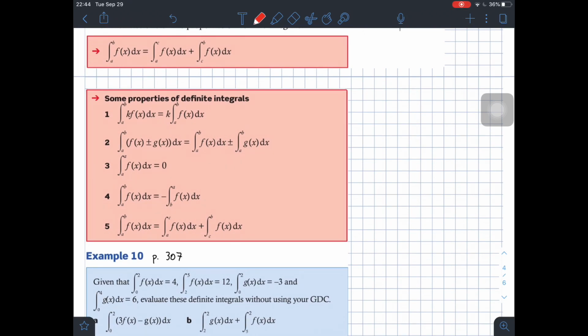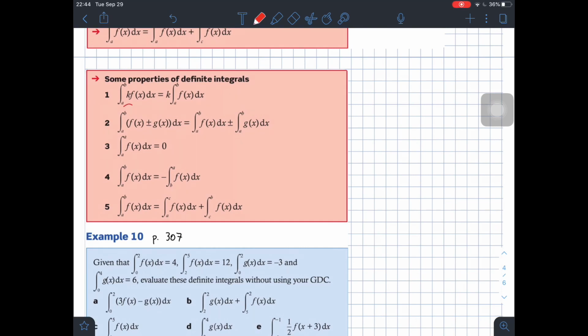Then we have other properties of integrals. It says some properties of definite integrals. If we have the integral of a function which is being multiplied by a constant number, I can take the constant number out of the integral and find the integral of the function itself.